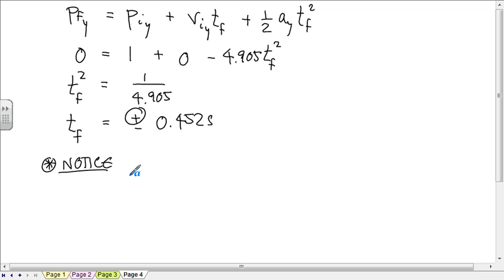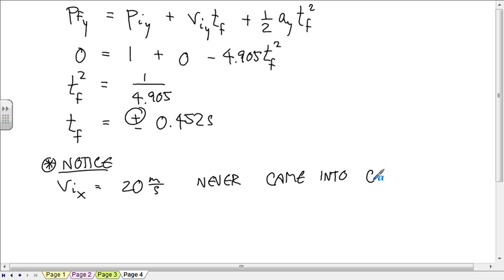So notice that the PIX, the VIX of 20 meters per second never came into the calculation. And that's related to that dropped versus shot bullet video that we watched.